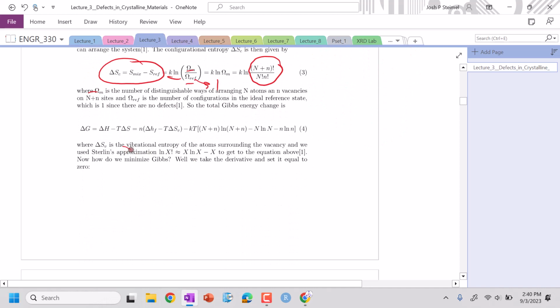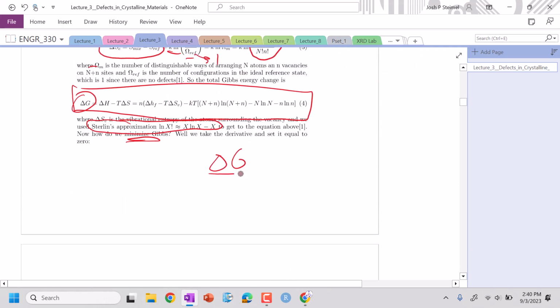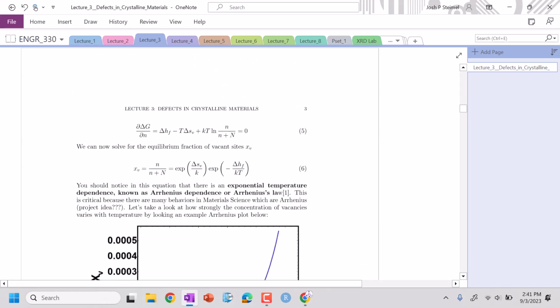We can invoke Stirling's approximation, which is right here, and we can write out the free energy of our system. Again, we're trying to find out when we minimize Gibbs. So we're going to take this function, which is just the number of ways we can distinguishably arrange our system. I can take my Gibbs free energy and minimize with respect to the number of vacancies, because I want to know how many vacancies should exist at equilibrium. I'm going to set this equal to 0, and we can solve that.